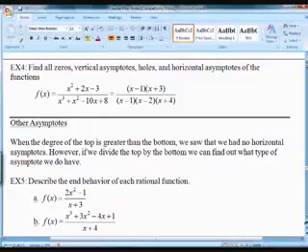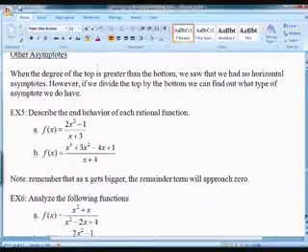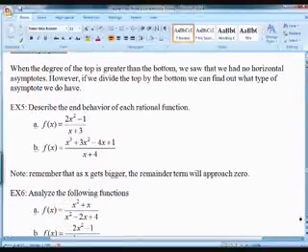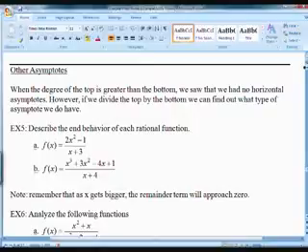If not, last thing, other asymptotes. This goes along with that third case. What if we have y equals 2x and we plug in infinity? Well, it goes to infinity. You actually do have asymptote lines there. We do have to remember the big-little concept. So here we go. In this third case, when the degree of the top is greater than the bottom, we saw that we had no horizontal asymptotes. However, if we divide the top by the bottom, we can find out what type of asymptote we have. Even though we don't have horizontal asymptotes, we still have asymptotes. Describe the end behavior for each rational function. I want to graph this and show it to you.